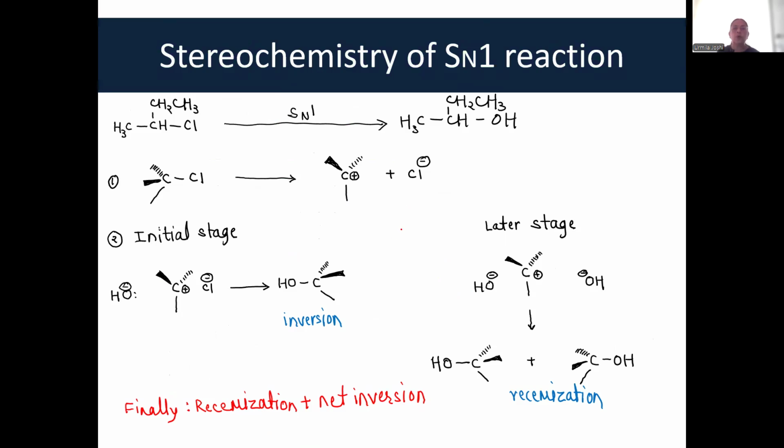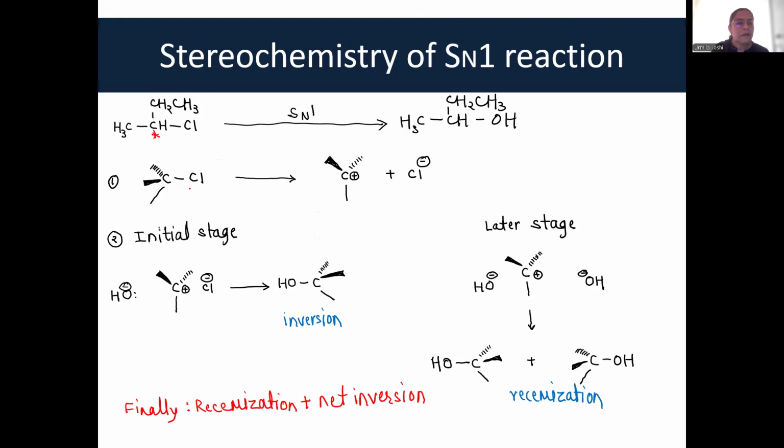Now, coming to stereochemistry of SN1 reaction. Okay, I have written here SN1 reaction where this carbon is a chiral carbon. So what happens upon SN1 reaction of chiral carbon? See, there are two possibilities. One is complete retention of configuration, complete inversion of configuration, or formation of a mixture of some retained configuration, some inverted configuration. So, let us see what happens in SN1 reaction.